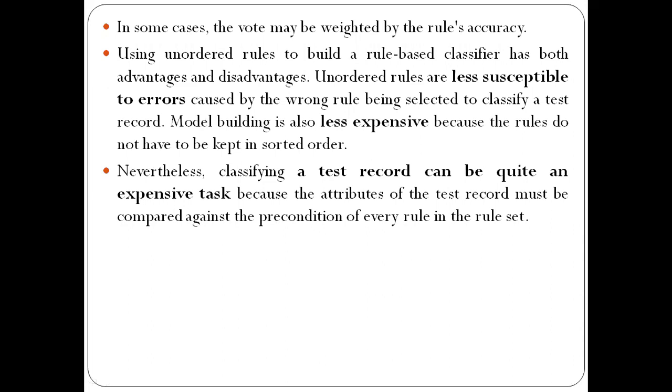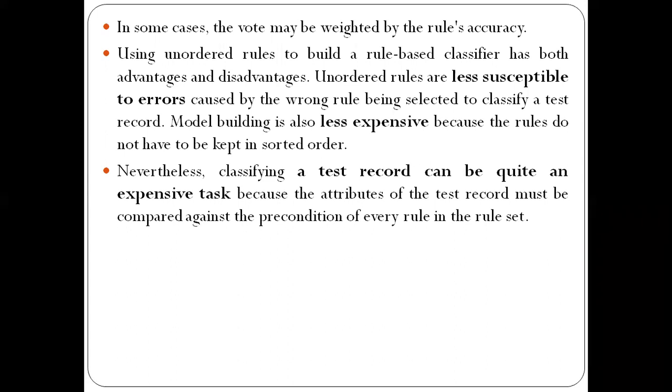Now, what are the advantages of using unordered rules in a rule-based classifier? One advantage is that it is less susceptible to errors. Because we use votes as the measure for assigning the class label, it will not produce many errors. The class with the highest votes is assigned, so it will not produce many wrong assignments when classifying a test record.